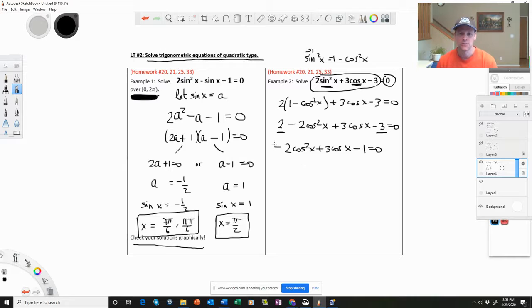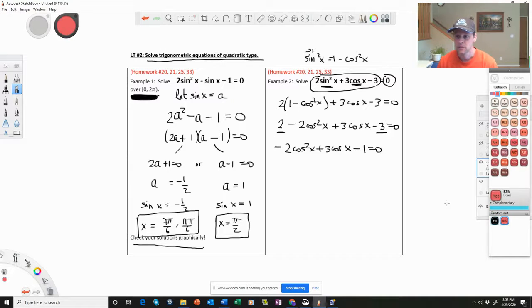I don't like a leading coefficient that's negative, so I'm going to multiply everything by negative 1. And if you don't mind, I'm going to cheat to do that. I'm going to make this positive. I'm going to make this negative. I'm going to make this positive. Now I'm going to factor it. I could let the sine of x equal a. I could say let the cosine of x equal a. But this time I'm going to just go ahead and see if I can factor it like this.